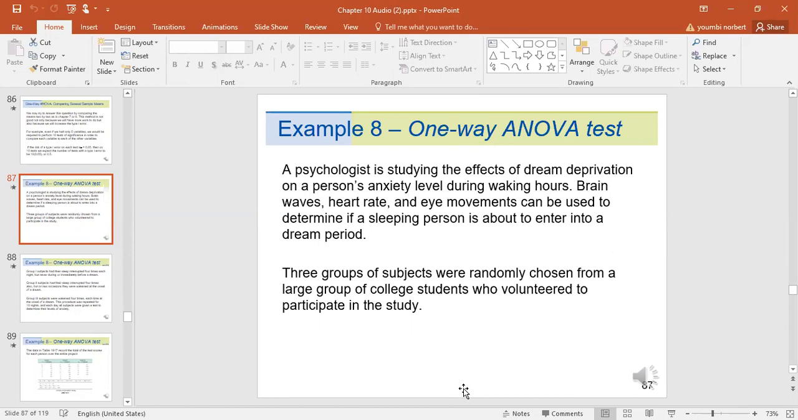A psychologist is studying the effect of dream deprivation on a person's anxiety level during waking hours. Brain waves, heart rate, and eye movement can be used to determine if a sleeping person is about to enter into a dream period. Three groups of subjects were randomly chosen from a large group of college students who volunteered to participate in the study. So we want to know the effect of sleep deprivation on your anxiety level.